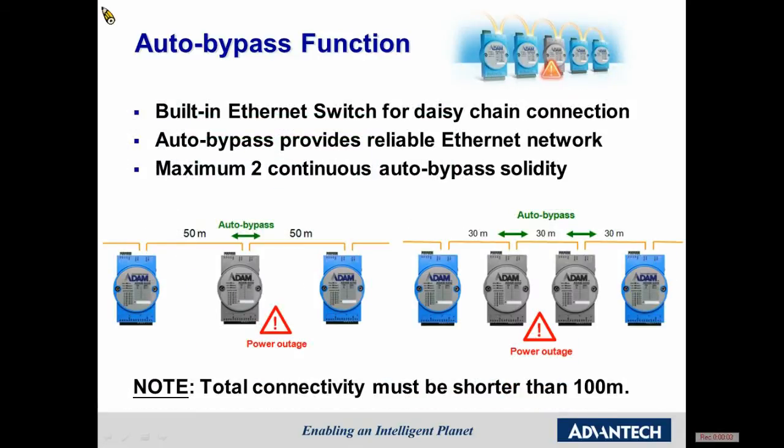The auto bypass function is a built-in Ethernet switch to allow for daisy chain connection. The auto bypass provides a reliable Ethernet network because you can have 2 modules go offline and still have connectivity. It's important to note that the total connectivity must be shorter than 100 meters. So from the active module to the active module with 2 dead in the middle must not be more than 100 meters.